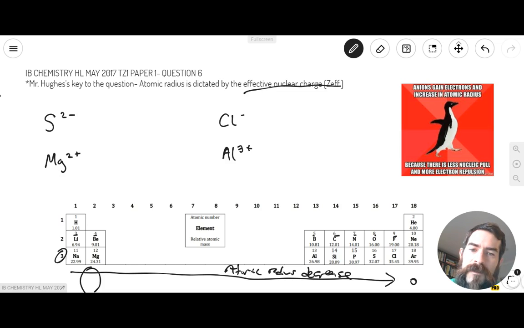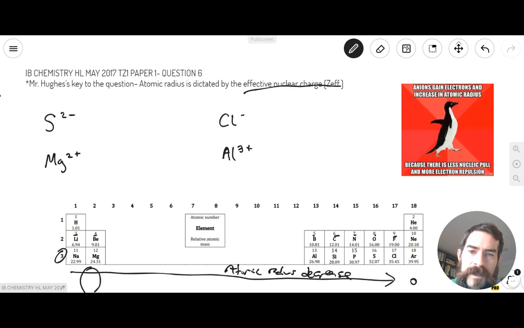Now in this question, they want you to rank these four species, these four particles, and they're all ions: 2 cations, magnesium and aluminium, and 2 anions, sulfide and chloride. They want you to rank these 4 ions in order of decreasing size. So basically we need to start with the largest size and then go down to the smallest size.